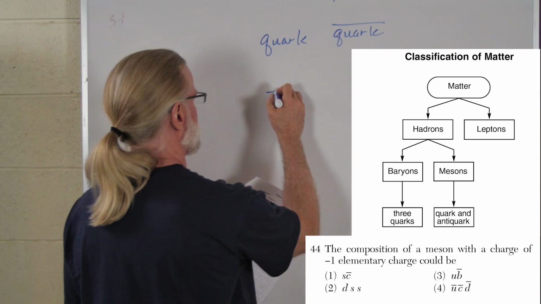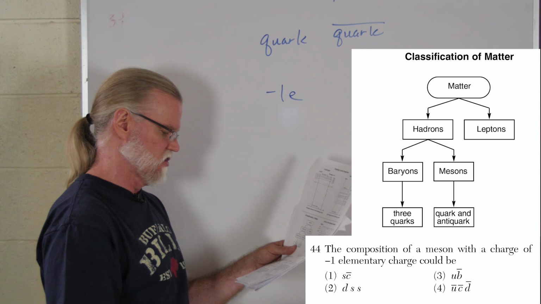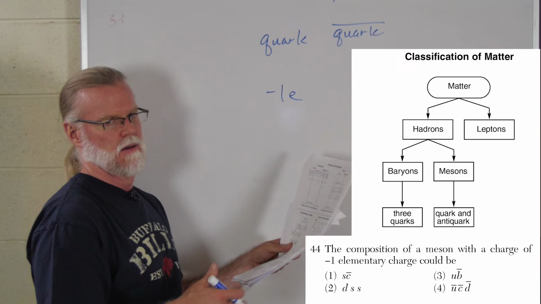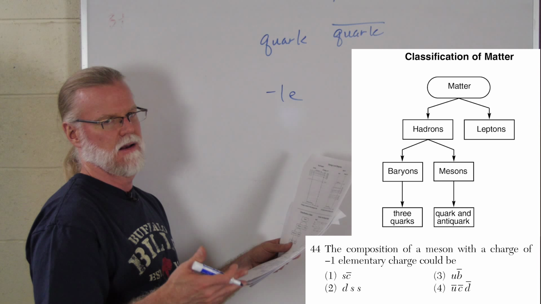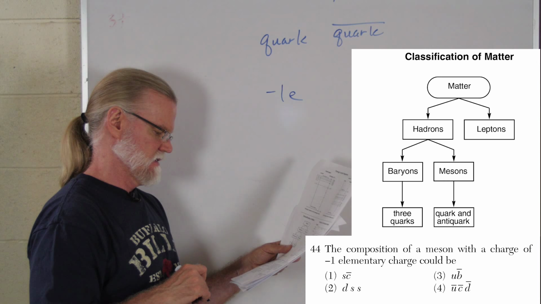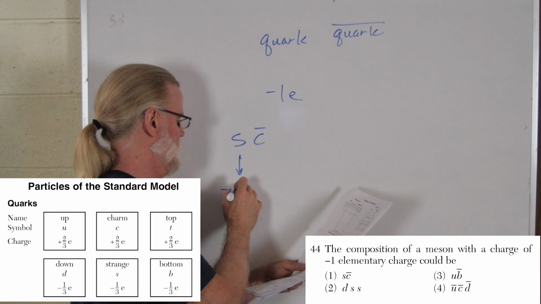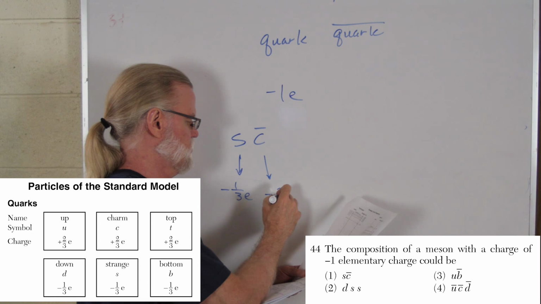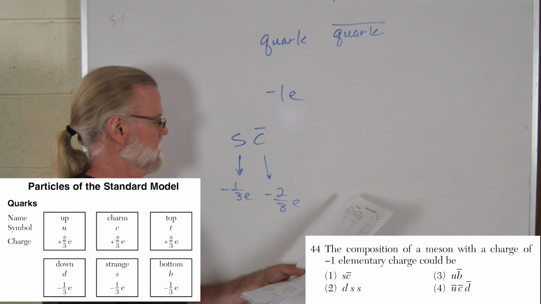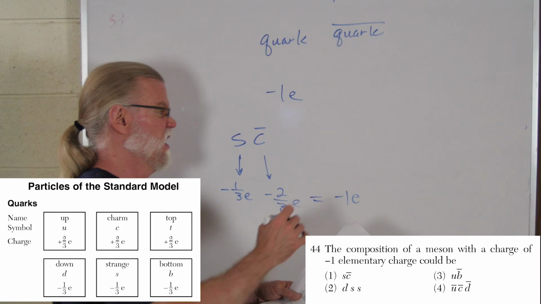All right. Well, right off the bat, I can get rid of 2 and 4 because 2 is 3 quarks and 4 is 3 anti-quarks. So neither of those are happening. Those aren't mesons. Those are baryons. Okay, so let's see a strange and an anti-charm. A strange has a charge of -1/3 elementary charges, and since a charm is +2/3, an anti-charm is -2/3, so that equals -1. I'm thinking it's choice one.